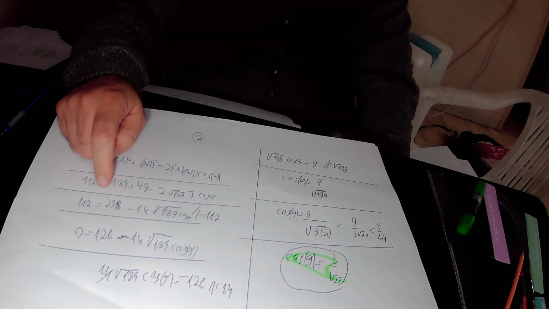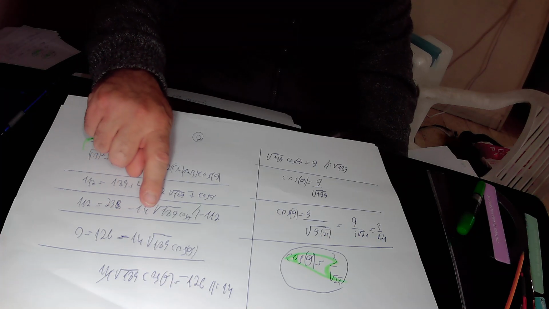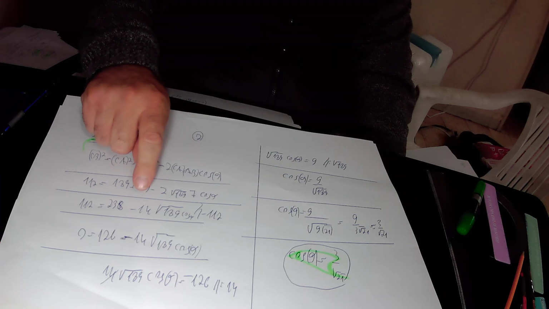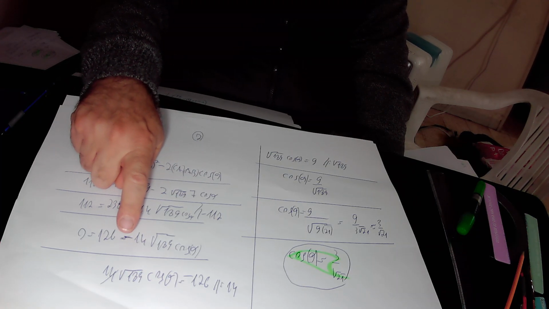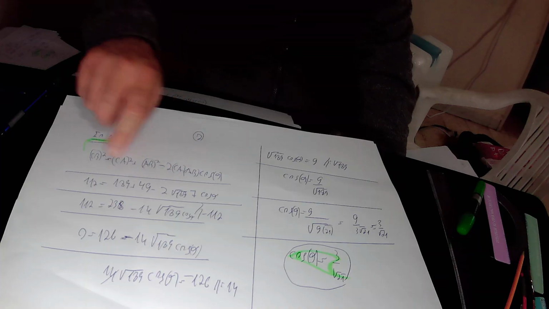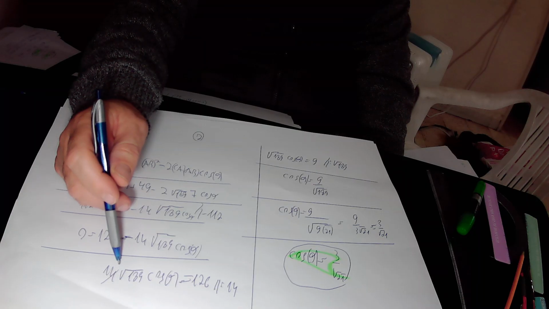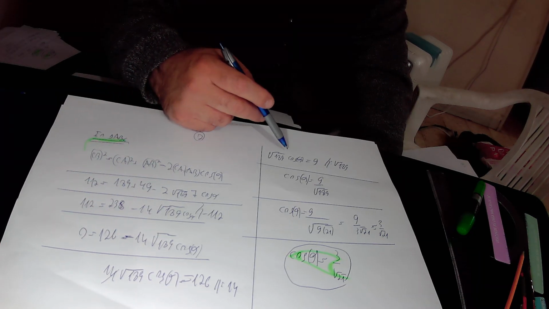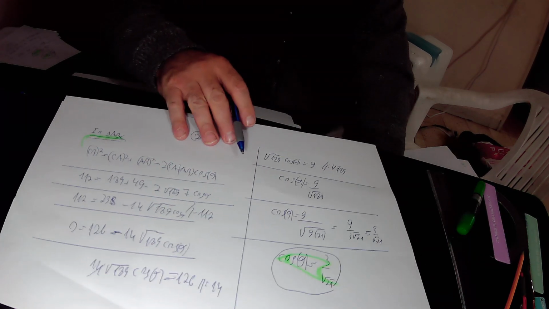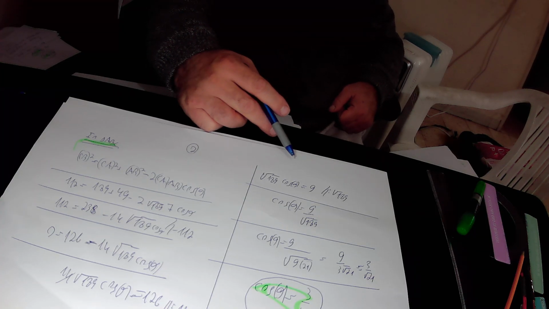So here we added 14 times square root of 189 times cosine alpha to this equation. We found out that 14 times square root of 189 times cosine alpha equals 126. Here we divided this equation by 14. So the 14 gets cancelled, and we are left only with square root of 189 times cosine alpha on this side, while on the other side we have 126 over 14, that is 9. So in total, square root of 189 times cosine alpha equals 9.